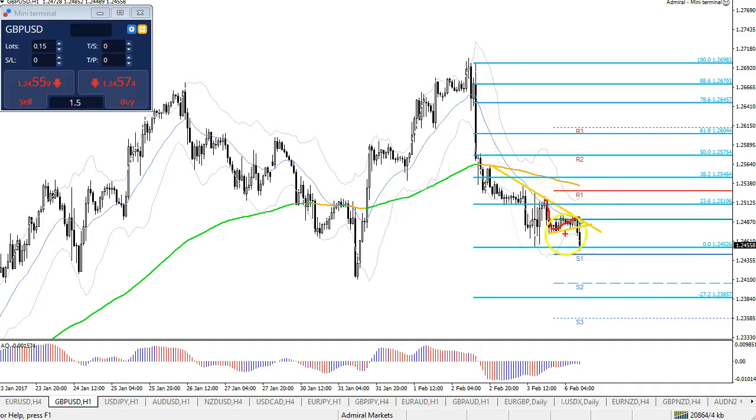So there could be 1, 2, and then this could be a 3, and then a 4, and then a 5, to finish a higher 5 of the 5, and then I would expect an ABC correction to the upside. So how far could this push?